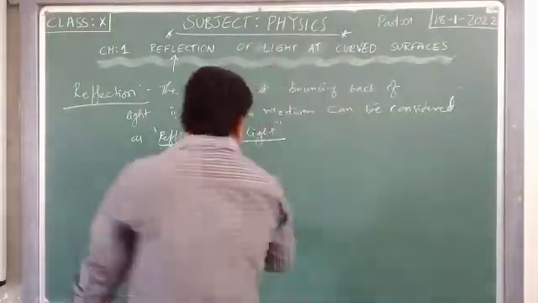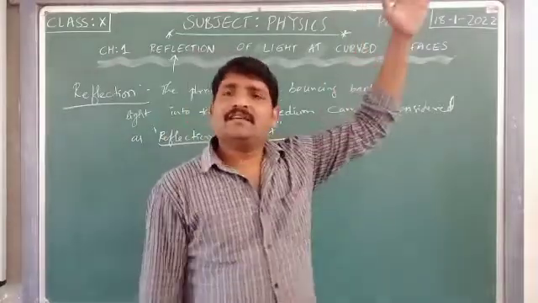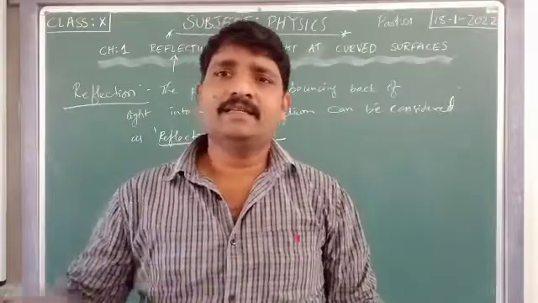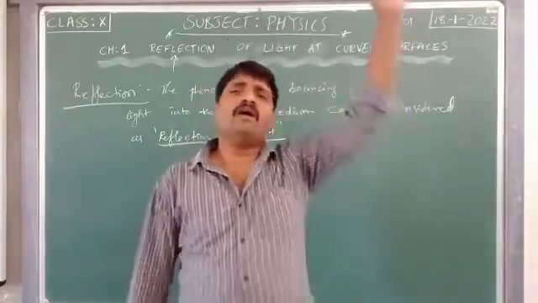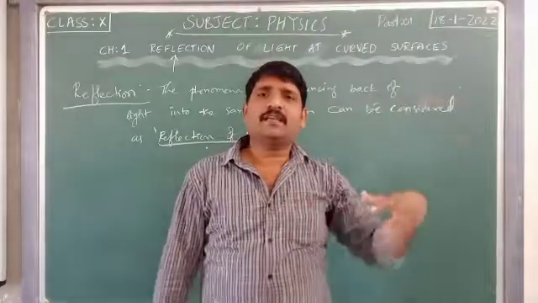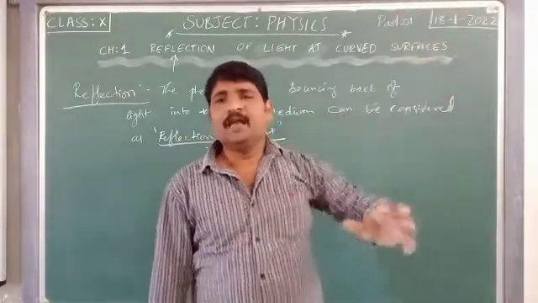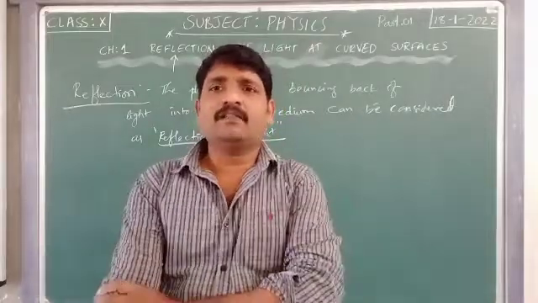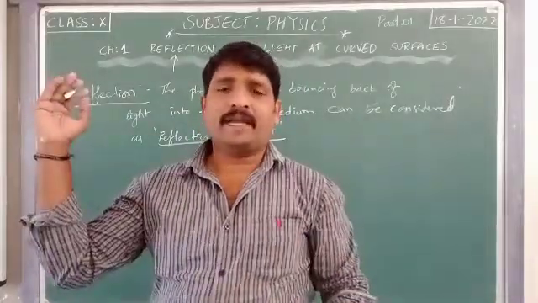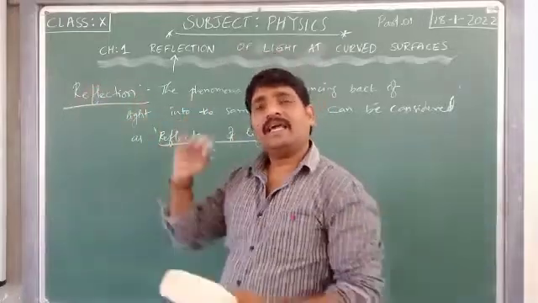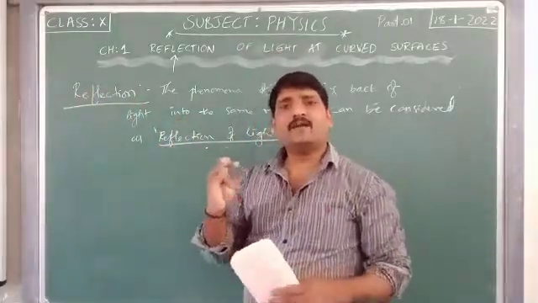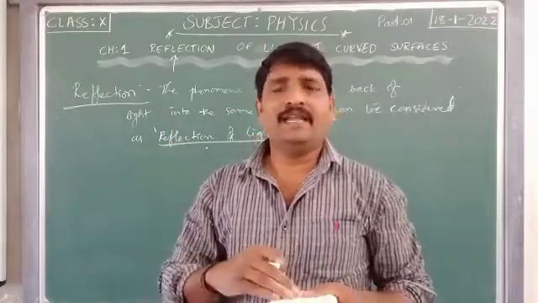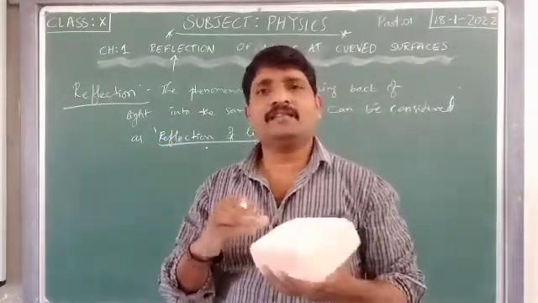So what does it mean? Suppose the main source of light in our nature is the sun. The sun is the main source of light. All the light rays emitted from the sun travel in a straight path and strike any object. Some objects on the earth make the light bounce back. That tendency of light bouncing back whenever it hits an object is what we call reflection of light.